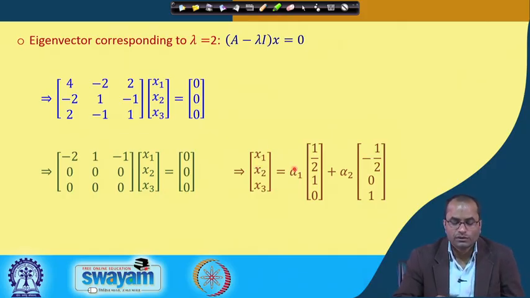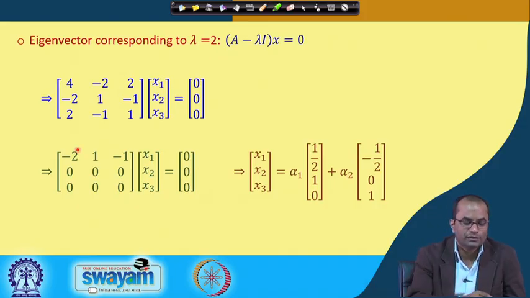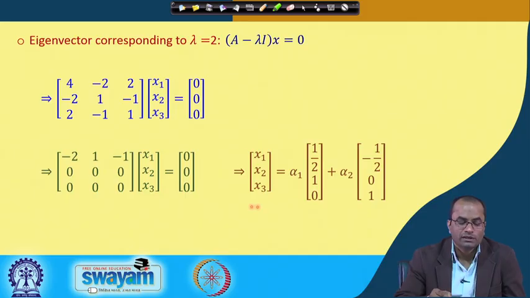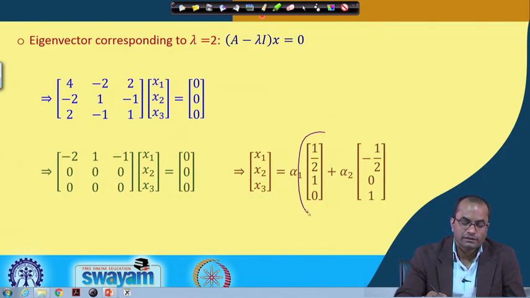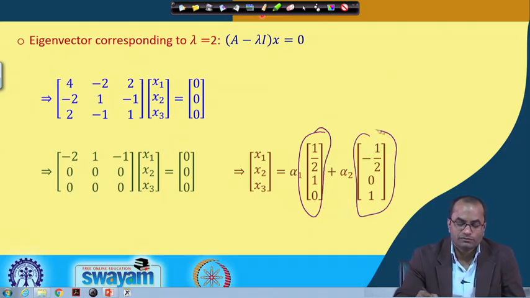Here x2 is taken as alpha 1, x3 is taken as alpha 2, and then we compute x1 from equation number 1. When we write it in vector form, for alpha 1 we have half, 1, 0, and for alpha 2 we have minus half, 0, 1. So, we got these two linearly independent eigenvectors. One can check that they are linearly independent.